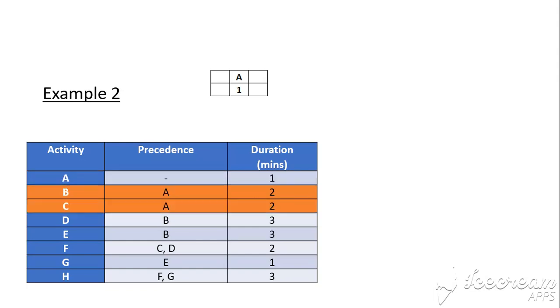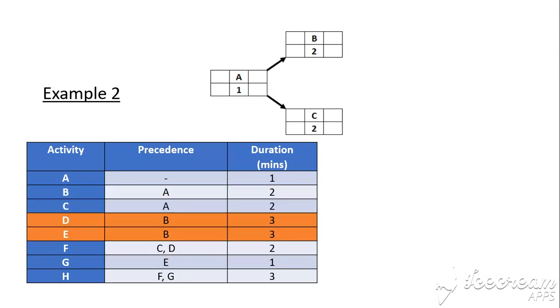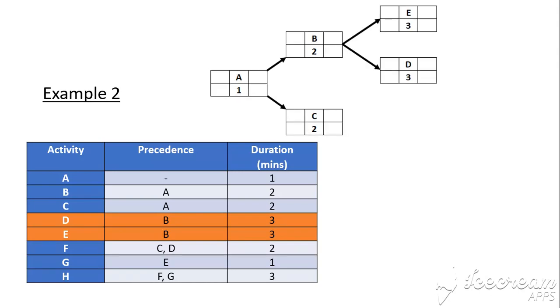Right, activities B and C require activity A to be done beforehand. So we're going to have 2 nodes coming off A to get to B and C. And each of these activities require 2 minutes to do. Activities D and E, each of these require activity B to be done beforehand. So we're going to have 2 nodes coming off activity B to get to activities D and E. And each of these activities require 3 minutes to do.